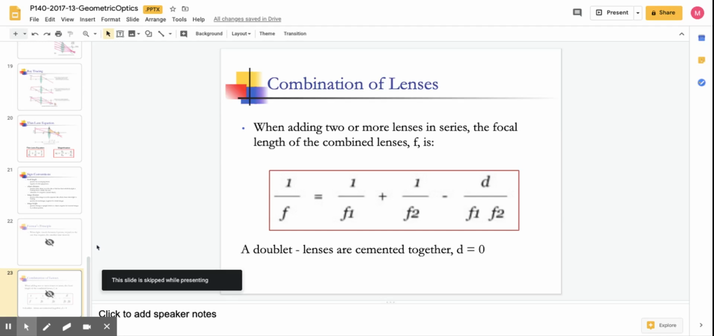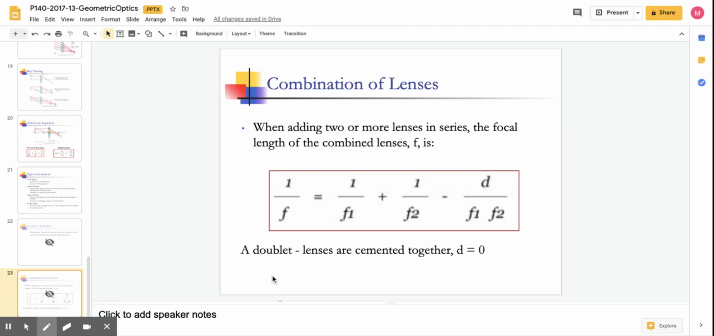Now combinations of lenses, and so when we add 2 or more lenses in series, the focal length of the combined lenses is given by this formula. You can see this just means the total focal length of the system is 1 over the focal length of one lens plus 1 over the focal length of another lens minus d over f1 f2. So I have 2 lenses, something like that, and something like this. This lens would have focal length f1, this would have focal length f2.